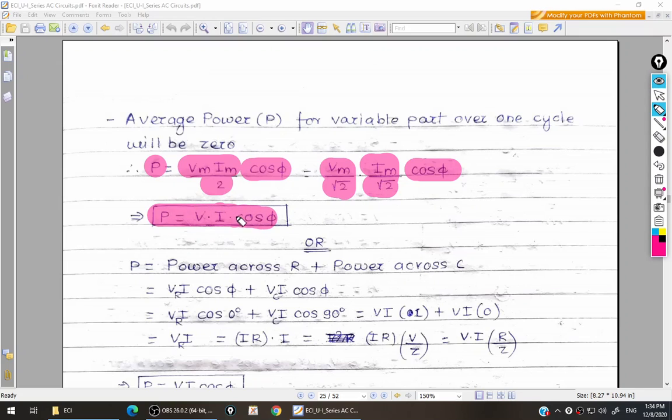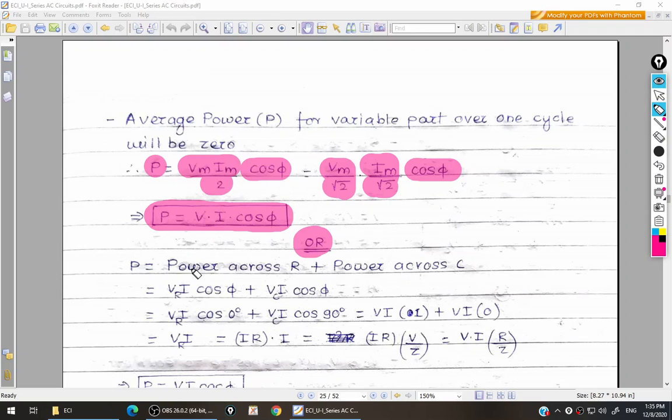So what is your average power? It is total voltage or RMS voltage multiplied by RMS current multiplied by cos phi. Cos phi is your power factor. You can also calculate the power by another way.